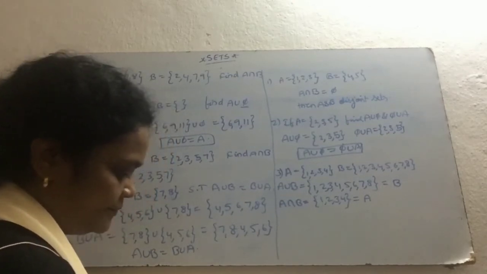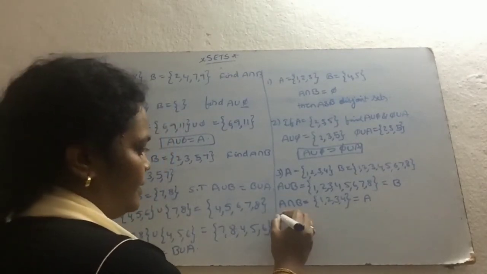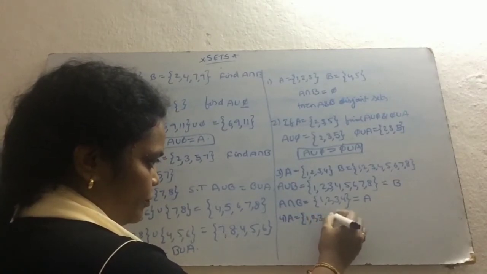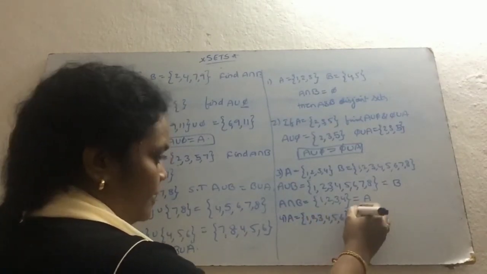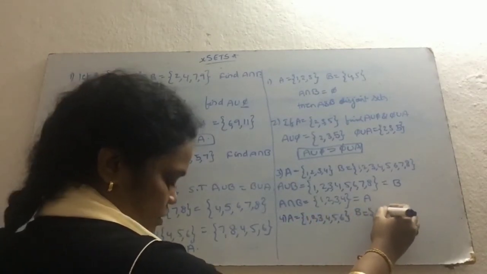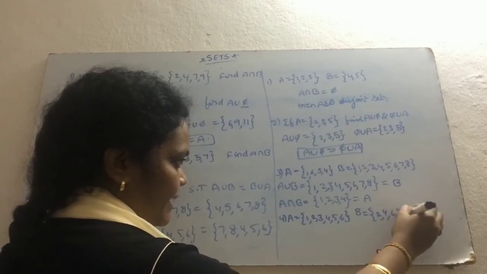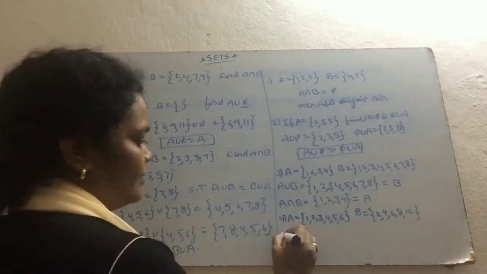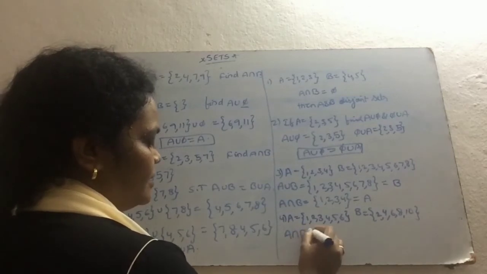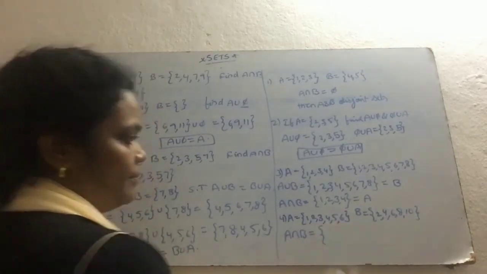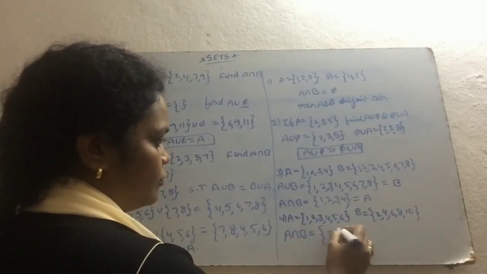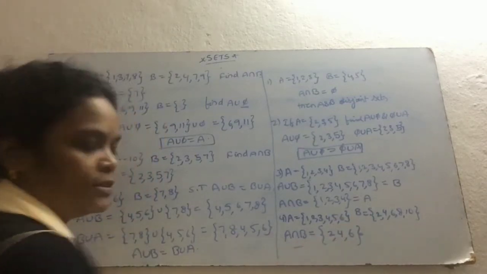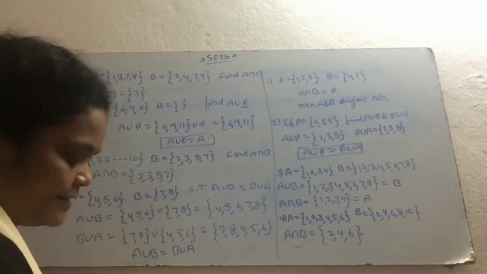And the next one, A equal to {1, 2, 3, 4, 5, 6}, B equal to {2, 4, 6, 8, 10}. Find the intersection of A and B. So A intersection B. What are the common elements? 2 4 6. That's it. A intersection B is equal to {2, 4, 6}.